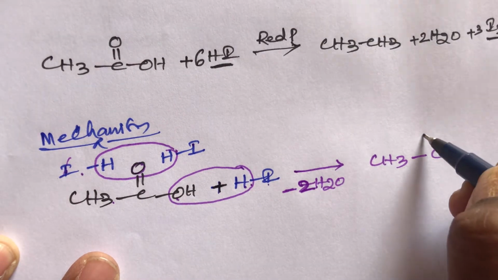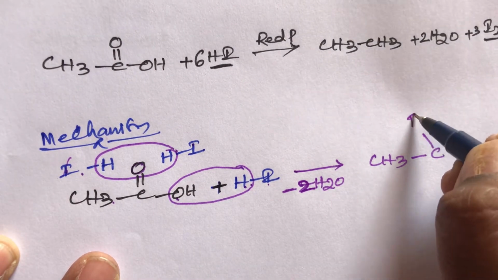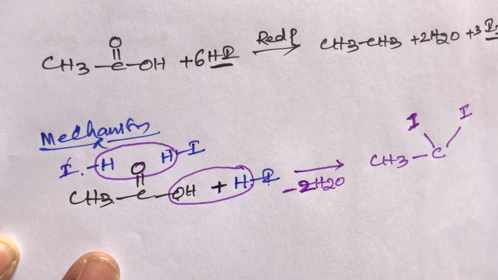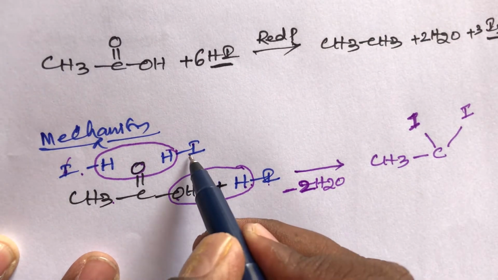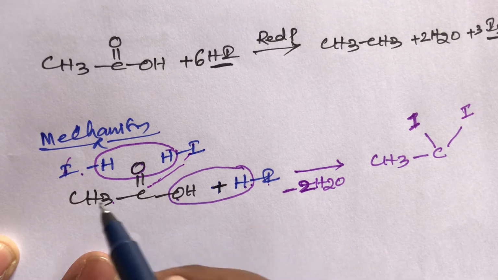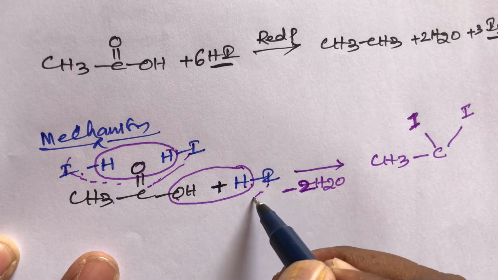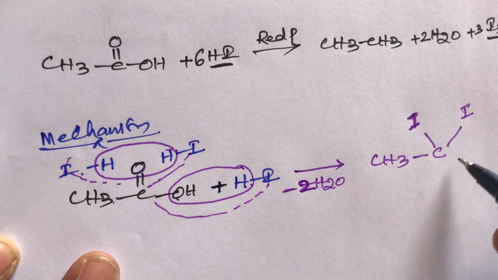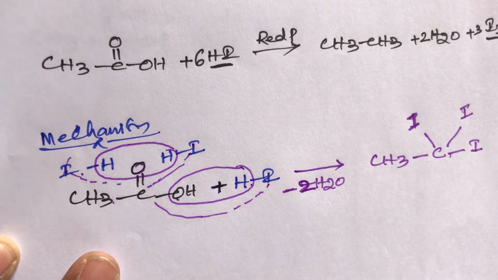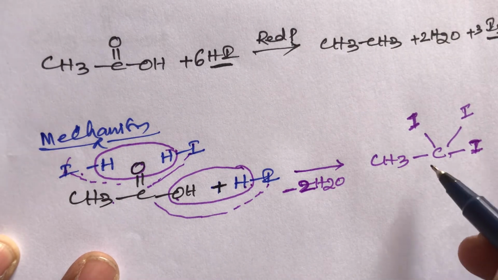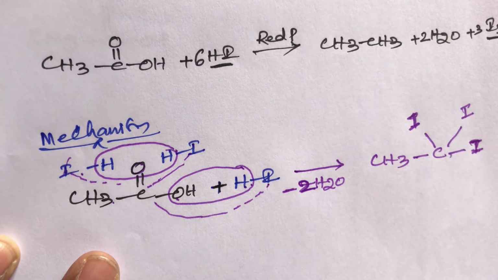These 2 iodines will attack the carbon like this. Remaining 1 hydrogen, this hydrogen will attack this position and this hydrogen will attack this position, and the remaining 1 hydrogen will attack this position. We get the iodine compound. This is the next compound structure. Now everything is balanced. The carbon is surrounded by 1, 2, 3, 4, everything is balanced.